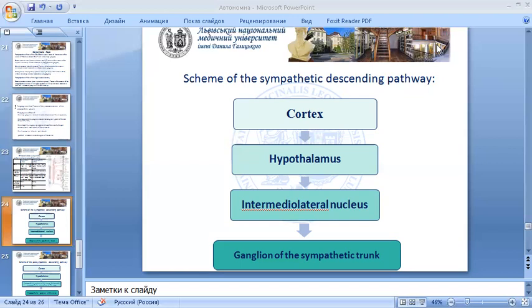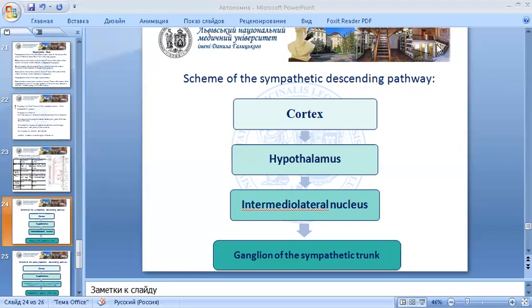Now, what about the sympathetic descending pathway? The first neuron for this pathway, as you see from this slide, is located in the cortex. The second lies in the diencephalon, in the hypothalamus. The third is located in the intermediolateral nucleus, because the segmental center for the sympathetic nervous system lies in the intermediolateral nucleus of the spinal cord, from the 8th cervical to the 2nd lumbar segment.